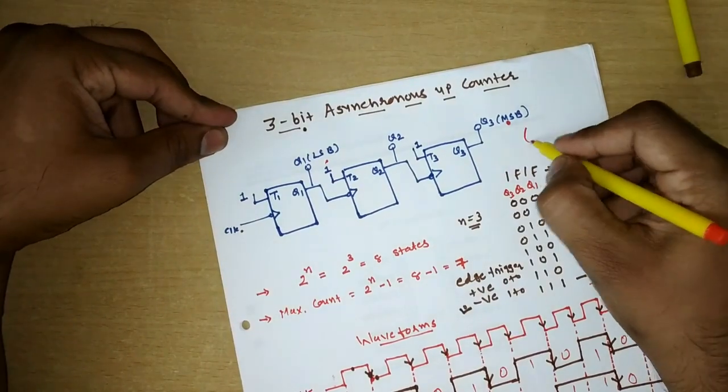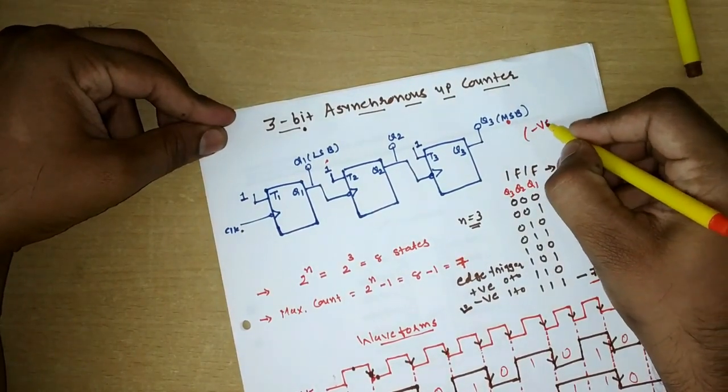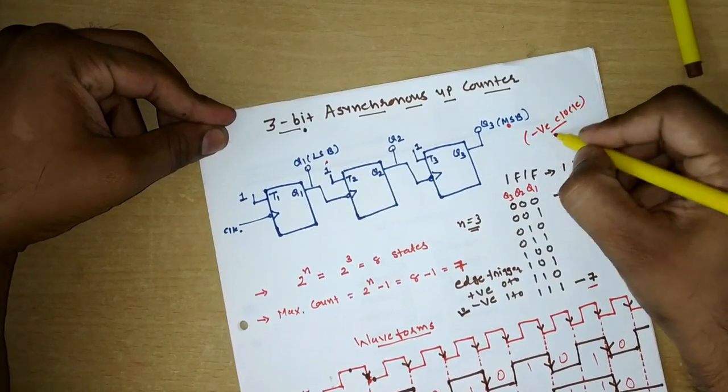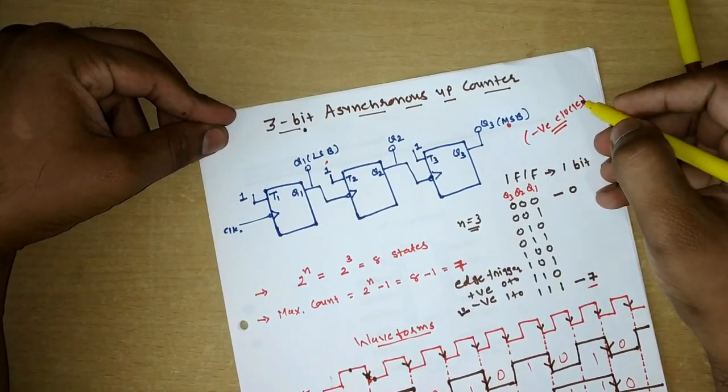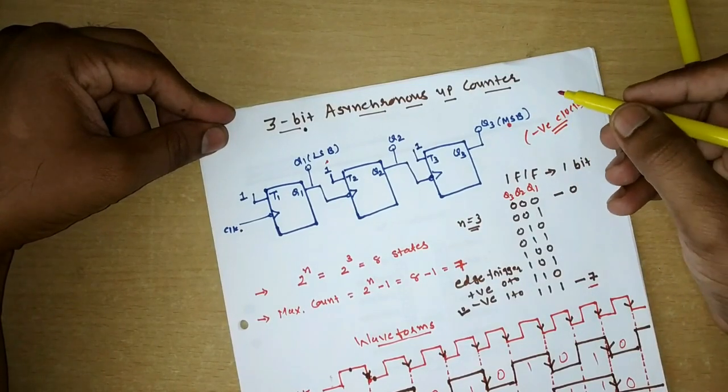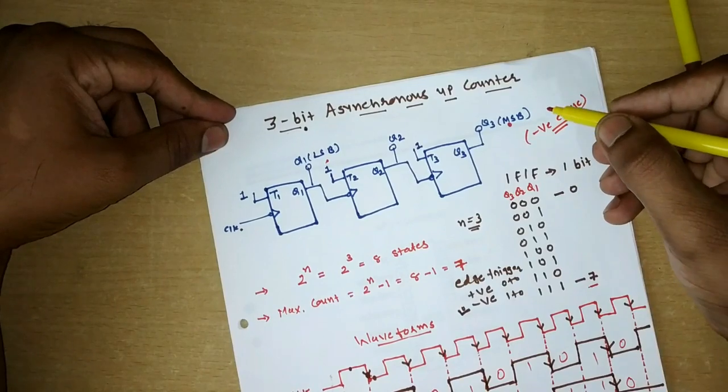But here we have used the negative edge of the clock. If you go with the positive edge of the clock, it becomes a down counter. We'll discuss in the next video how to design the 3-bit asynchronous down counter.